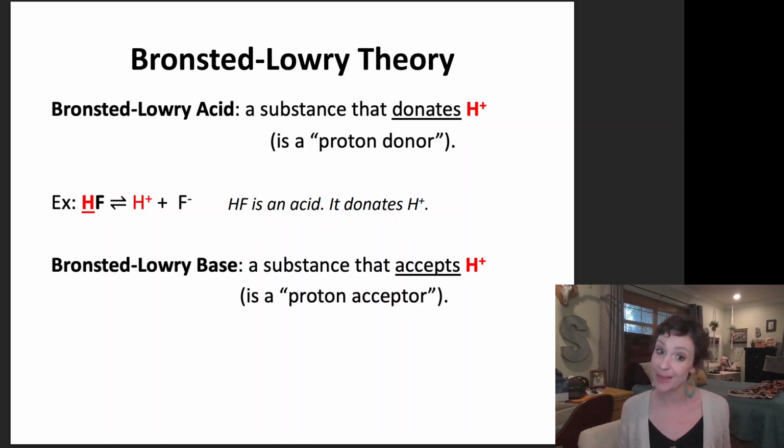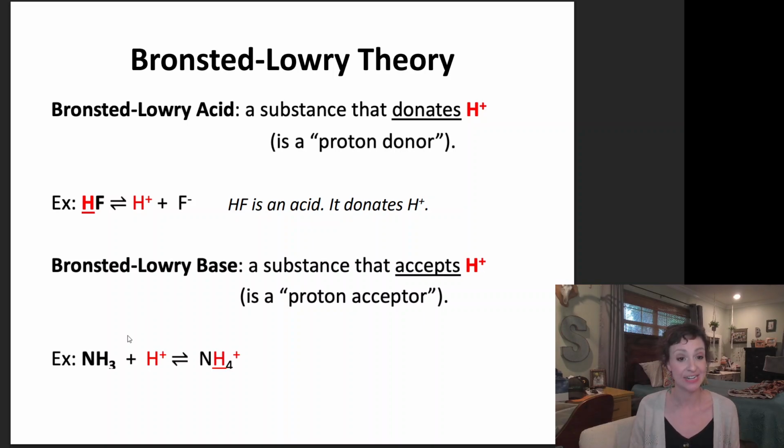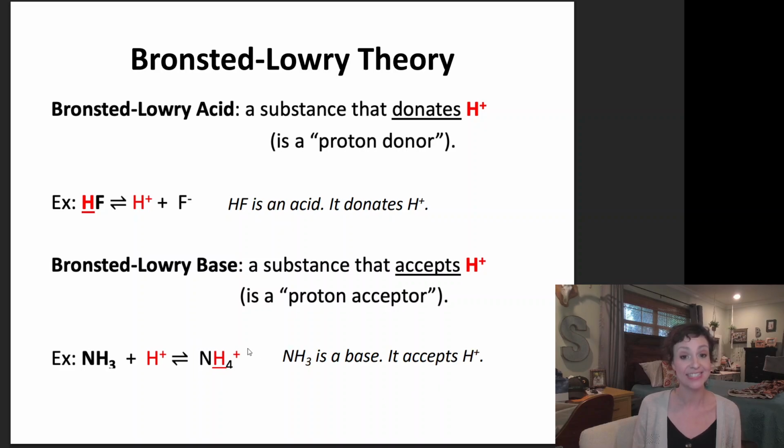Now a Bronsted-Lowry base, this is where it gets a little bit freaky, okay? It is a substance that accepts the hydrogen ion, or it is a proton acceptor. So here's an example. I have ammonia, NH3, and it has been given a hydrogen ion or a proton, and it now turns into this. Looking at this, ammonia is a base because it has accepted the hydrogen ion or that proton. So this is Bronsted-Lowry's theory, okay? Acids donate hydrogen, bases accept the hydrogen ion.